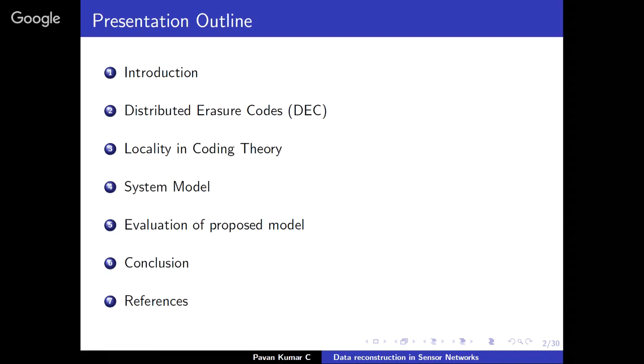My presentation outline is as follows. Introduction. Then briefly we will see what is distributed erasure codes, locality in coding theory. Then based on that we will propose our system model. Then evaluation of the proposed model, conclusions, and followed by the references.